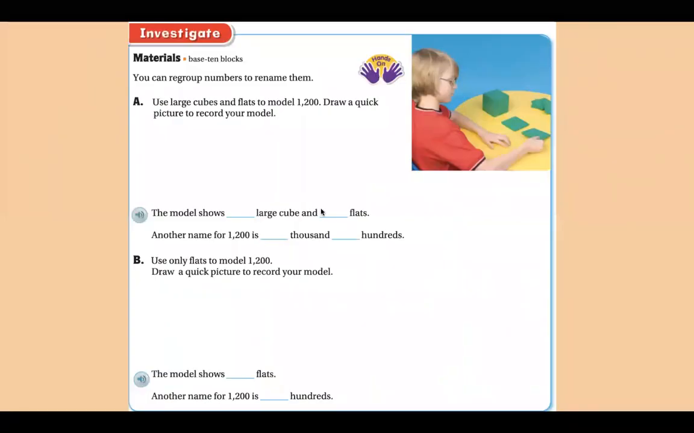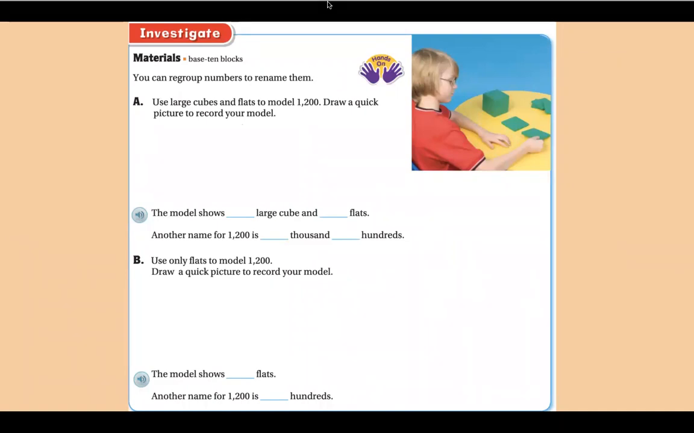So let's take a look at representing renaming numbers in a model with our base 10 blocks. The directions say you can regroup numbers to rename them. So I could think of thousands as hundreds, and I could think of hundreds as tens. You can regroup them. To model that with base 10 blocks, we can use large cubes and flats. And we're going to try to model the number 1,200 by drawing a quick picture.